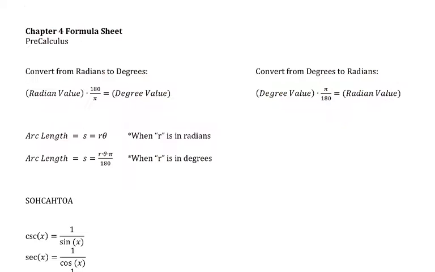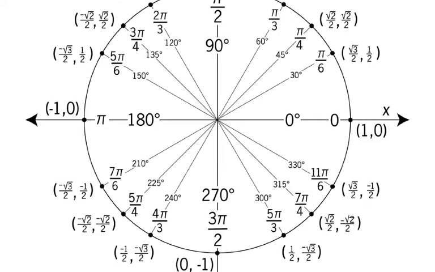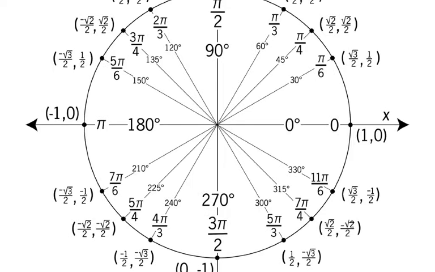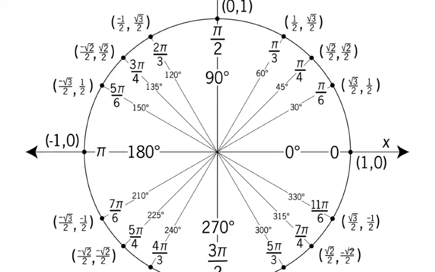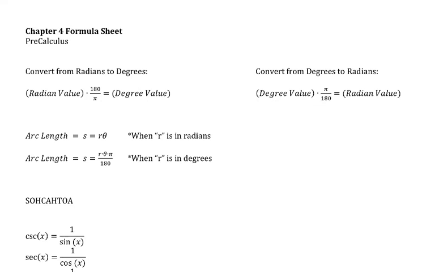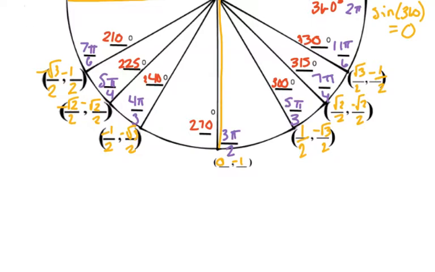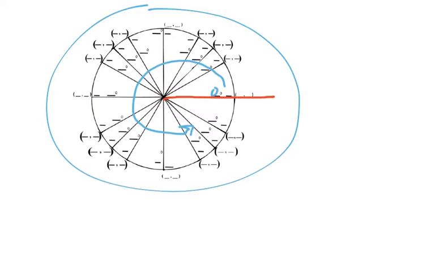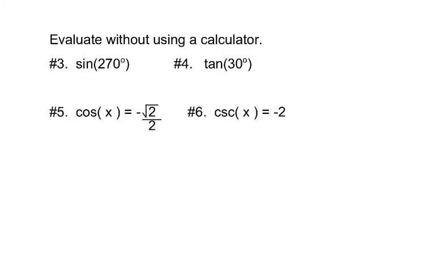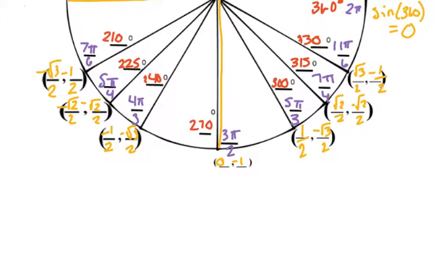Alright, there's also a formula sheet that you can use. This formula sheet has all of this filled in, in much better handwriting than mine, if you want to take a look at that, and of course use it on any test or quiz or assignment. Without using a calculator, using the unit circle, let's find sine of 270. Sine of 270 goes down to here. Sine is your y value, and so sine of 270 is negative 1.